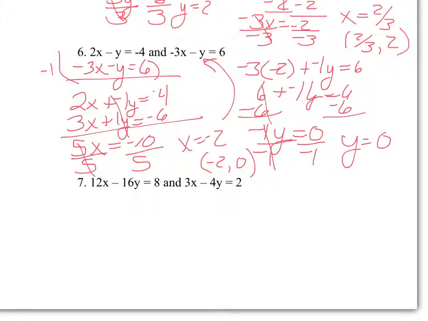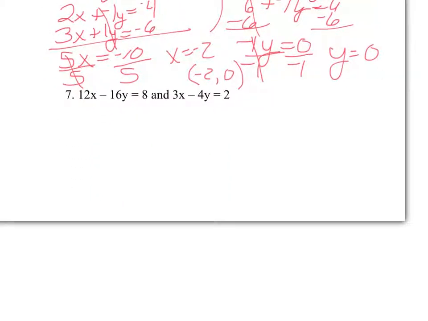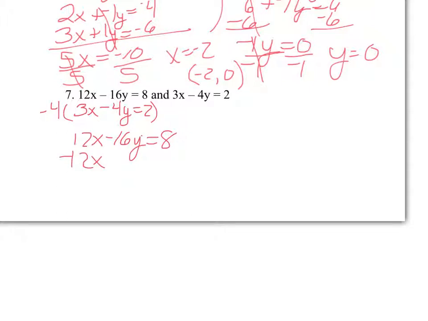Problem 7, we're going to go ahead, we're going to line them up again. So 3x minus 4y equals 2. I'm going to multiply the entire bottom equation through by a negative 4. Top equation stays the same. 2x minus 16y equals 8. Bottom equation, negative 12x plus 16y equals negative 8.